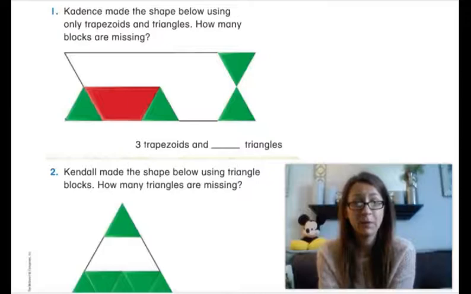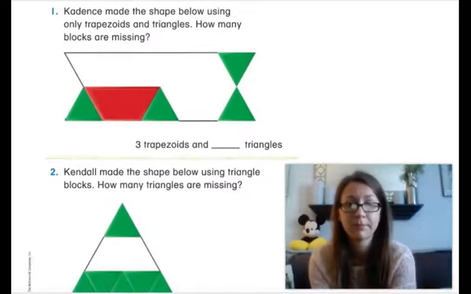Okay, we are back at number 1 and we are ready to go over our answers. So for number 1, it said Cadence made the shape below using only trapezoids and triangles. How many blocks are missing? So they told us that there were 3 trapezoids in this question.